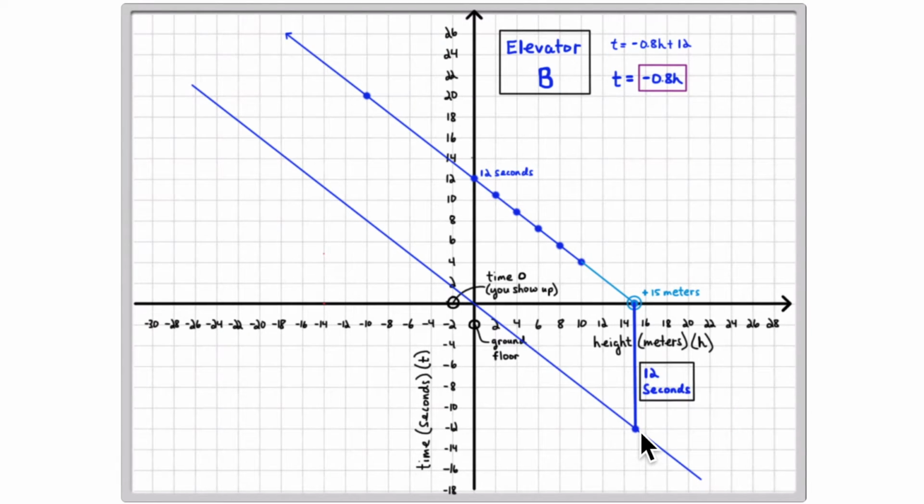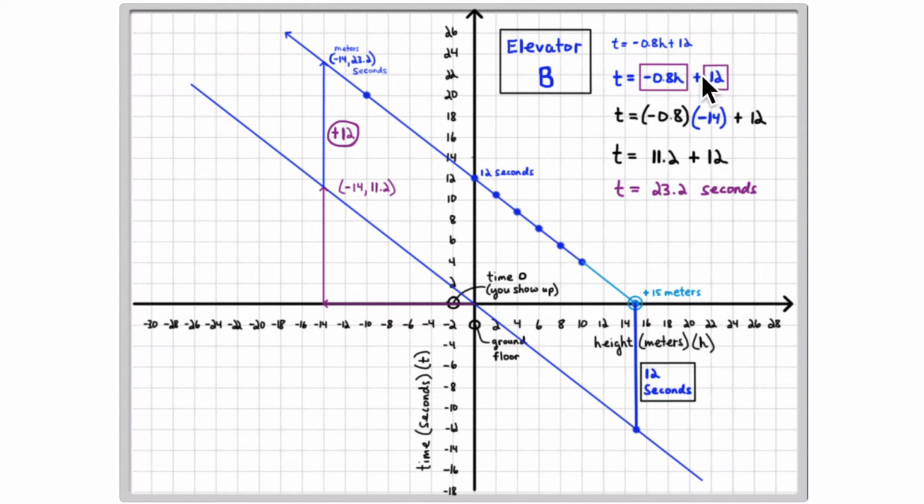All right, so now you always have to add these 12 seconds to the time because it's always starting out 12 seconds behind, because it has to travel these extra 15 meters because it's 15 meters above ground. So to get to, let's look at this just for a second. As you show up, the elevator is 15 meters above ground, so it took 12 seconds to get to that 15 meters above ground. So that's adding the 12 right here.